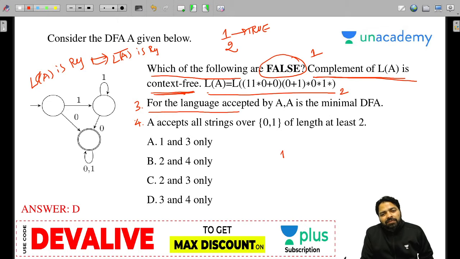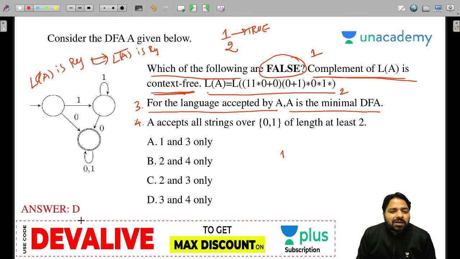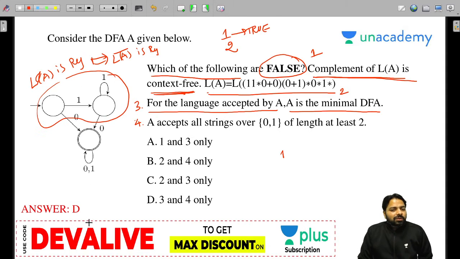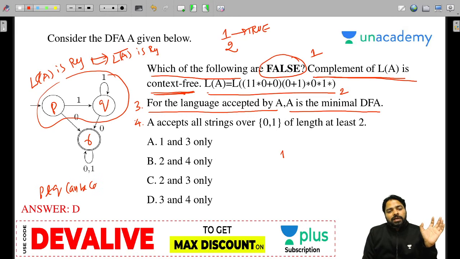Statement 3: the language accepted by A is a minimum DFA. Is it a minimum DFA, guys? No, it's not a minimum DFA. You can combine these two. If you apply the algorithm, you will know that. With states P, Q, R, let's say, P and Q can still be combined into one state.